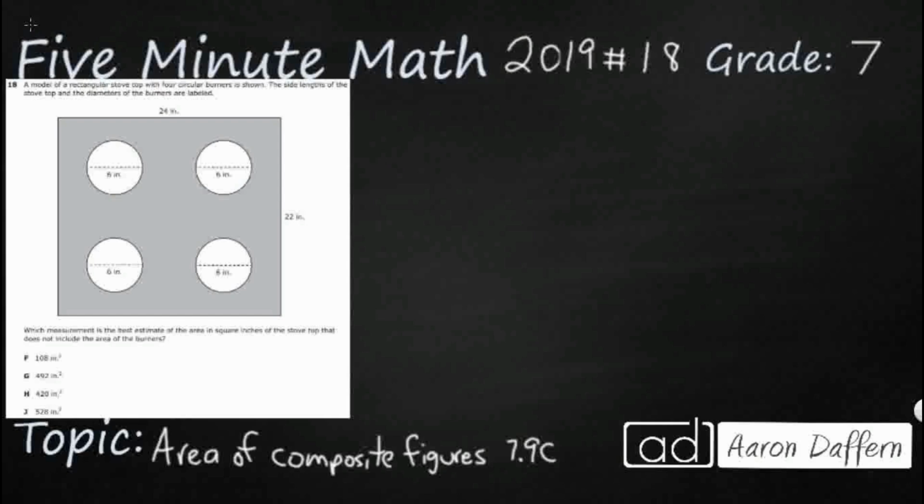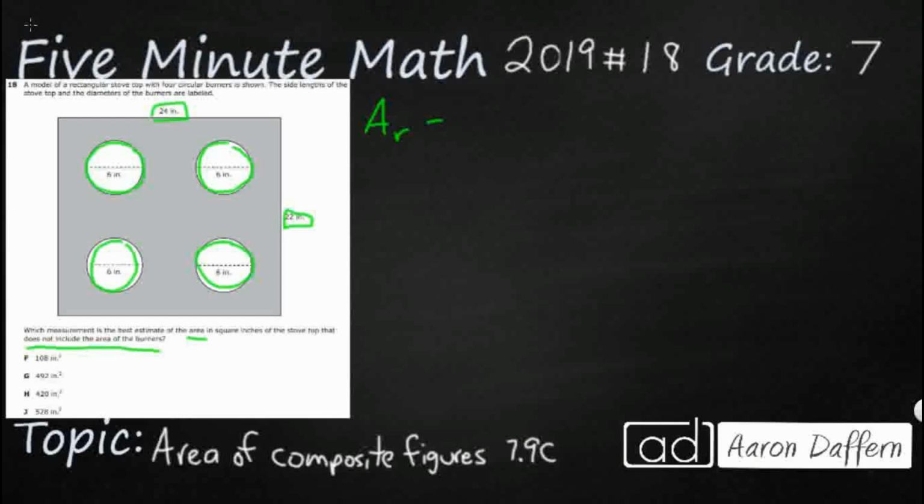So we have a rectangular stove top with 4 circular burners, and we've got the side lengths here, so it's 24 by 22, almost a square but not quite. So we need to find the best estimate of the area of the stove top that does not include the burners. So it's the shaded region, and we just need to figure out the area of the rectangle. And take a look at these circles. They all have a 6-inch diameter.